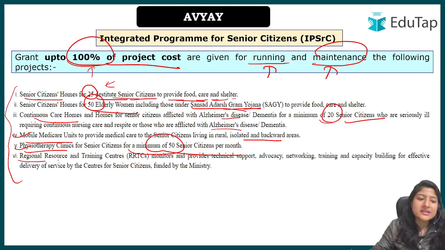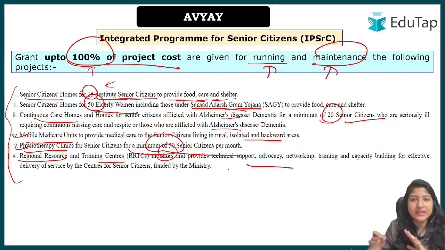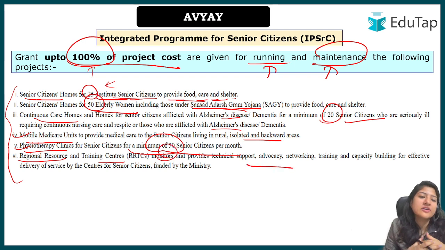Okay, and regional resource and training centers will also be formed, and these will monitor everything: networking, training, capacity building, for taking care of the senior citizens and everything. Okay, so this will be taken care of by the regional resource and training center. Now next we are talking about the component Rashtriya Vayoshri Yojana.